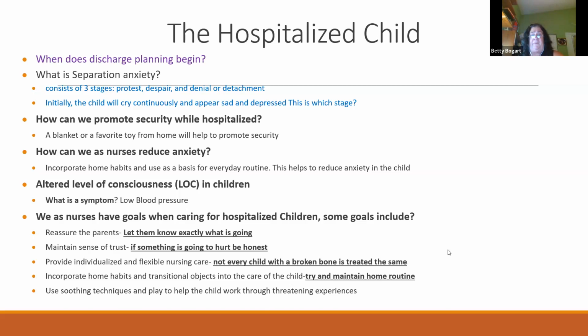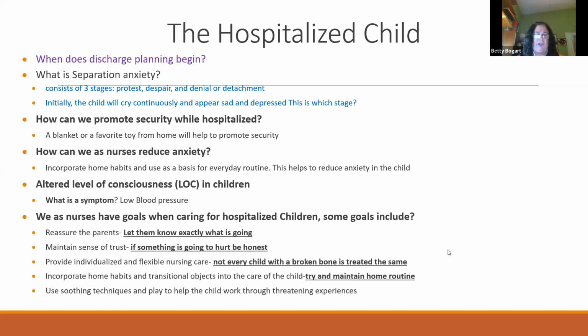So goals when caring for a hospitalized child, well, again, make sure the parents understand what's going on, okay? And let the kid know what's happening. Explain everything, get down to their level. Don't ever stand above them, get down to their level. Explain it at a level developmentally that they understand. Also, if it is going to hurt, let them know, but say, it's going to hurt a little bit, but I'm going to give you medicine which is going to help, and it's not going to hurt that much. You know, it's not going to hurt for long. So be honest, because if you say it's not going to hurt and it hurts, that kid will never trust you again, and you don't want that.